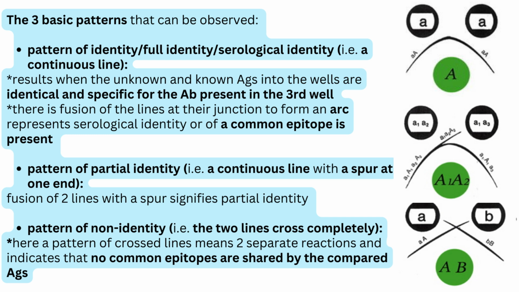The pattern of identity, full serological identity, forms a continuous line. It results when the unknown antigens in the wells are identical and specific for the antibody present in the third well. One, two, three, we have three wells here. There is fusion of the lines at the junction to form an arc representing identity, meaning there is a common epitope between the interacting reagents.